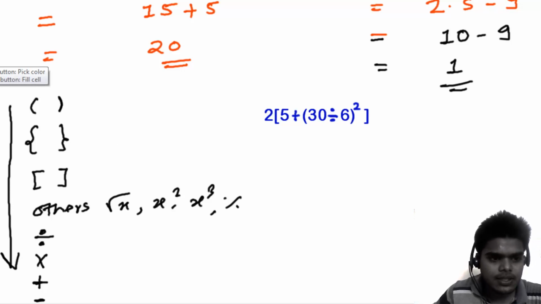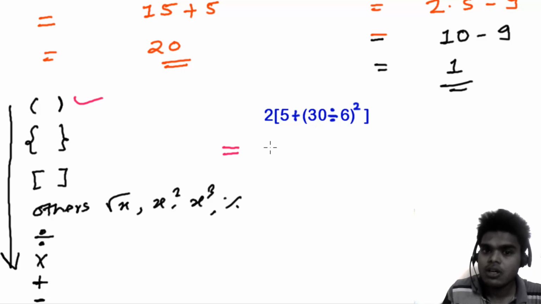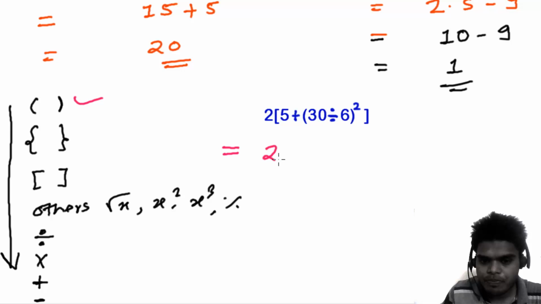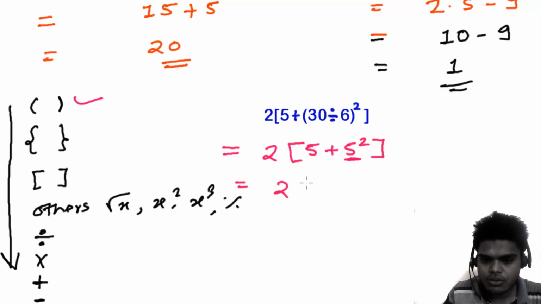Based on this, I'm going to solve this question now. The first preference is this one, so I have to finish this first, and I will do one thing in one step. So 2, inside the bracket, 5 plus 30 divided by 6. I know 6 times 5 is 30, so this is 5. Now this bracket we don't need any more, because this bracket reduced to 5. The square bracket closes, and again 2 times.